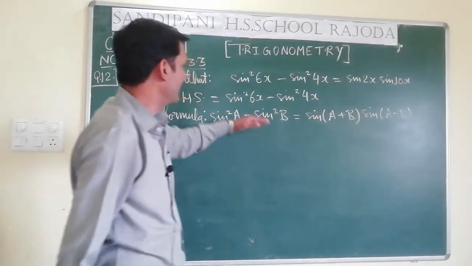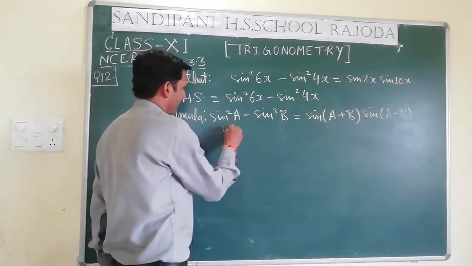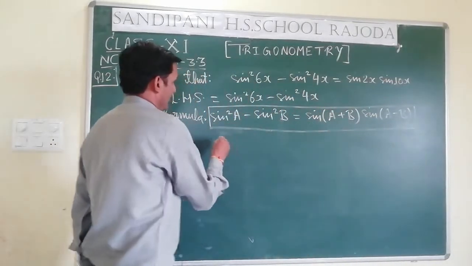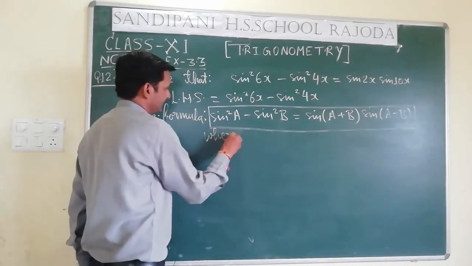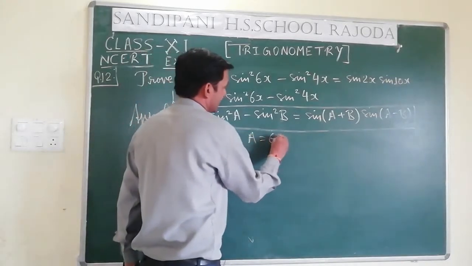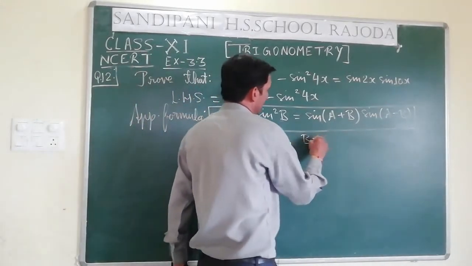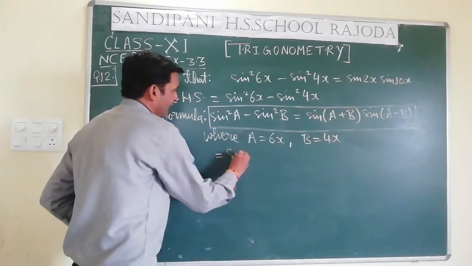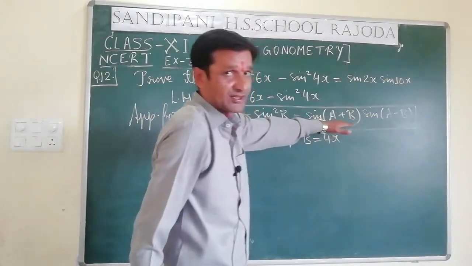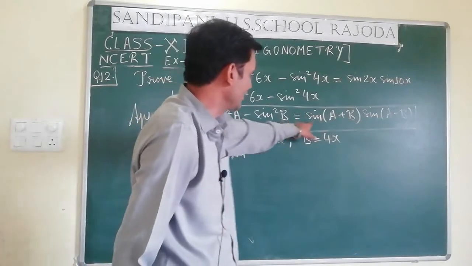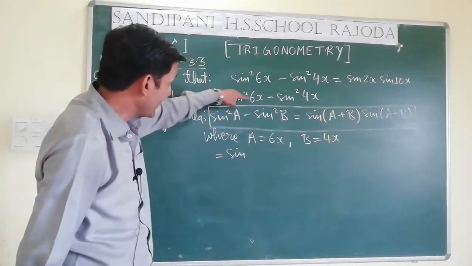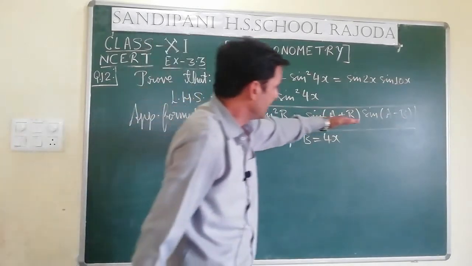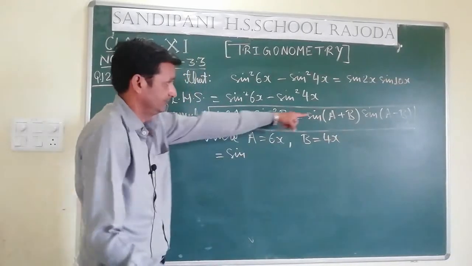This formula will be applicable here in place of A. This is the applied formula, where A is equal to 6x and B is equal to 4x. So we may write it in that formula RHS form, because sin square A minus sin square B is equal to sin(A plus B) sin(A minus B). This is the LHS part which is given, and this RHS part we are applying in this question.